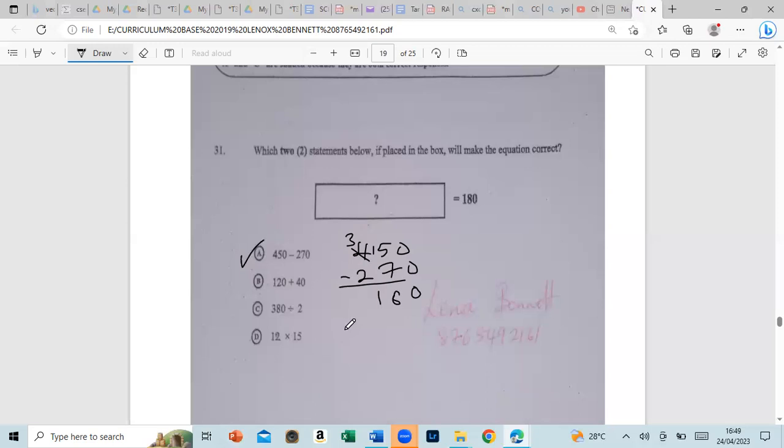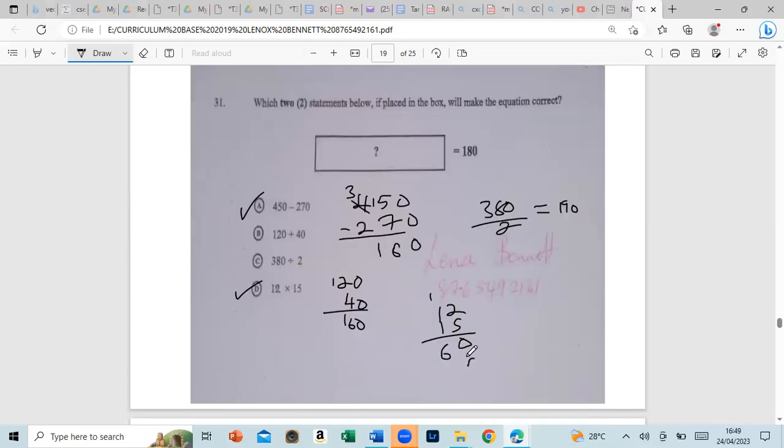This one, 120 plus 40, is going to give us 160. So that is not correct. Alright, let's go now. 380 divided by 2 is going to give us 190. So we can eliminate these two, so it has to be this one. Let's check it though. 12 times 15. 5 times 10, 5 times 5. Alright, so we're going to be multiplying by 10 now. So we'll put a 0. Add, I'll get 180. So for this one, A and D are the answers. So let's move on to 32.